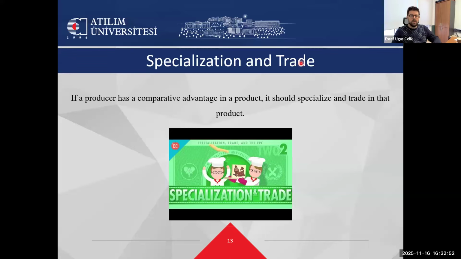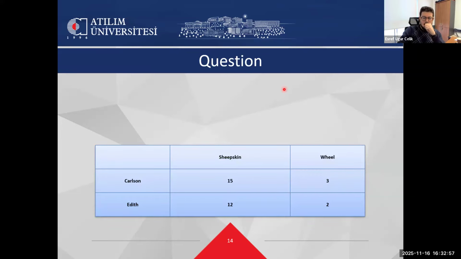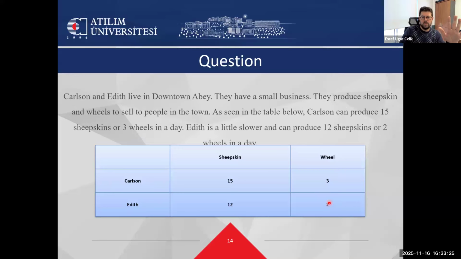Okay, let's look at an example to understand easily. Very easy question. We have two producers, Carson and Edith. They produce only two products, sheepskin and wool. Carson produced 15 sheepskin. Edith produced 12 sheepskin. Carson produced 3 wool. Edith produced 2 wool. Okay, if we understand the table, then we can move on.